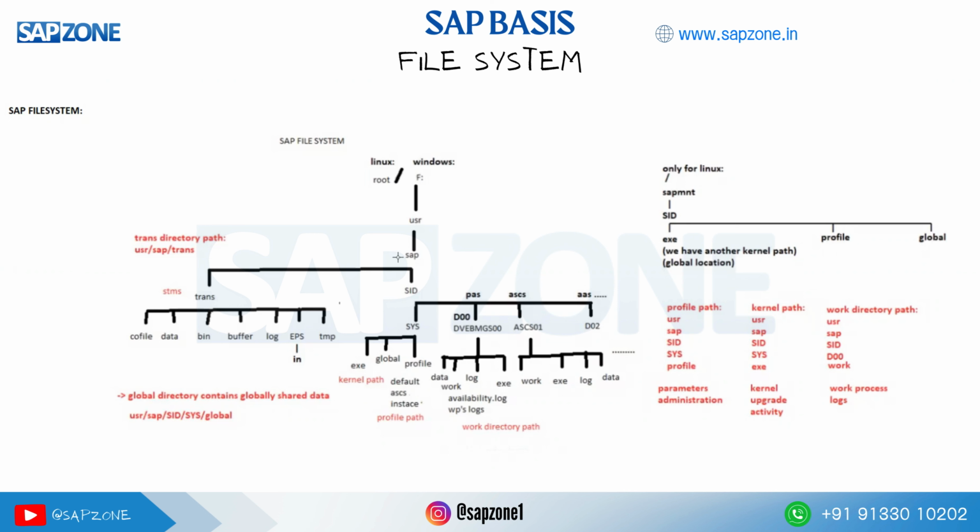Under this USR, you have the SAP directory. Under this SAP, you have the SID. During the installation of the SAP system, we mention this SID. When someone installs the application server for the first time, they will mention the SID, a 3-digit ID. Please write somewhere: SID is a 3-digit combination of numeric and alphabet. At least one letter should be alphabet. Example, ABC or A12 or AB1, but you cannot give SID like 1, 2, 3.